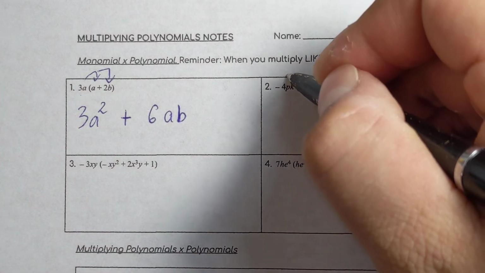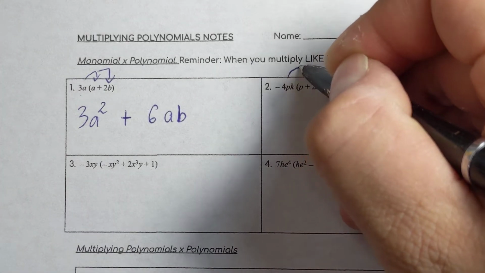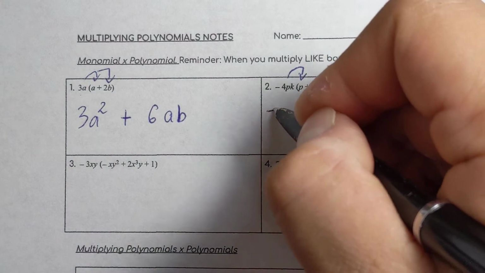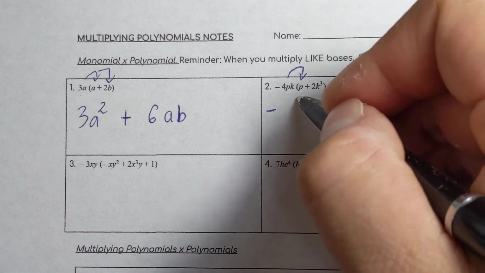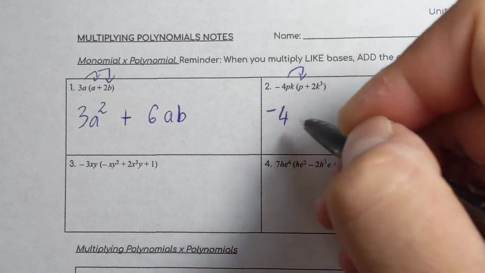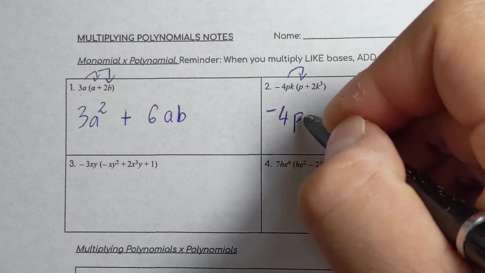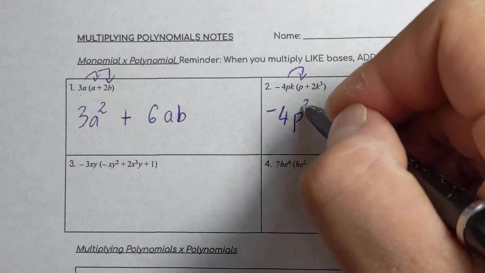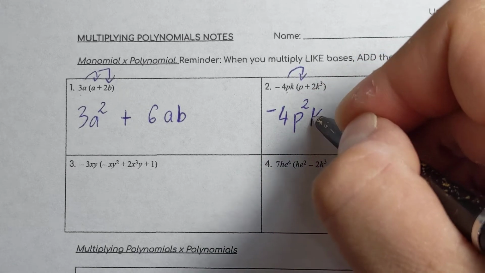Number 2, you take negative 4pk times p. Since they're only p times p, the only thing that's going to change will be the p. 1p plus 1p should give you p squared. Okay.